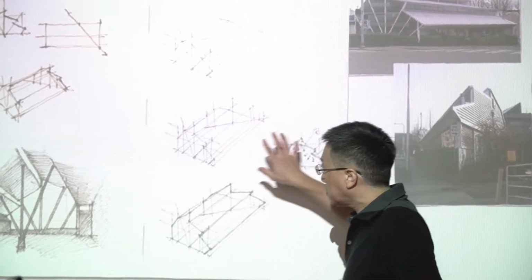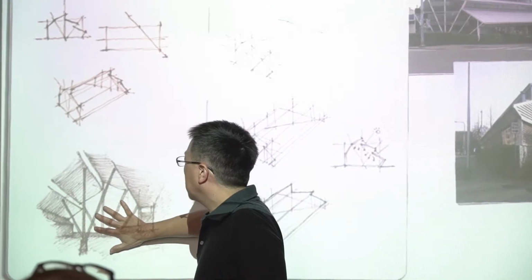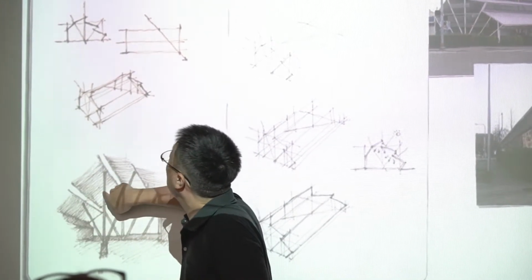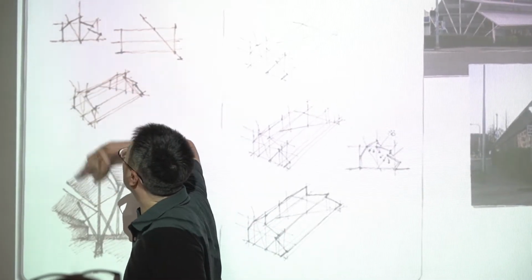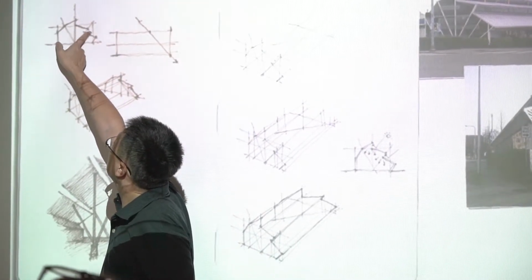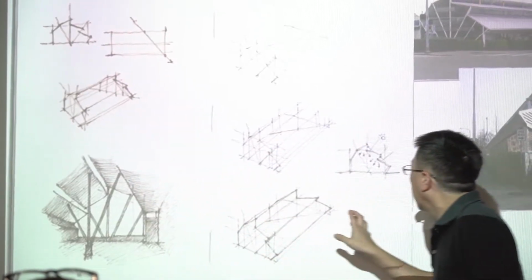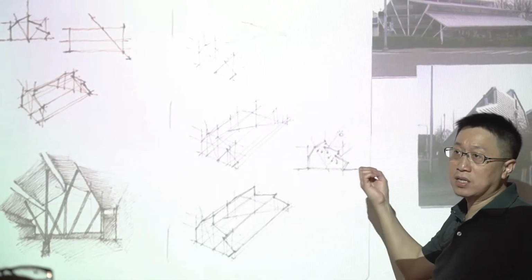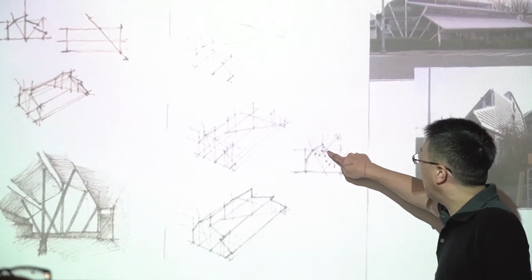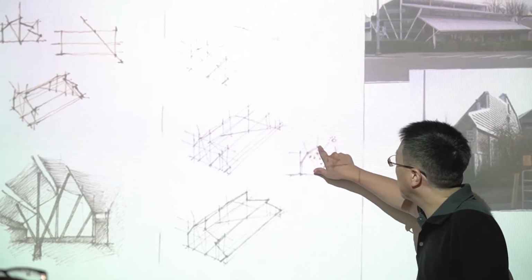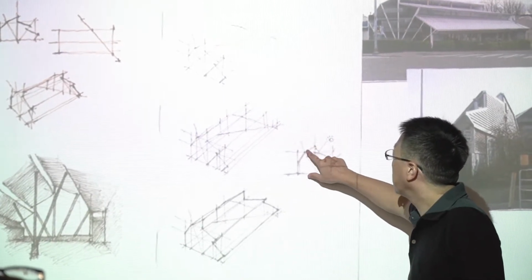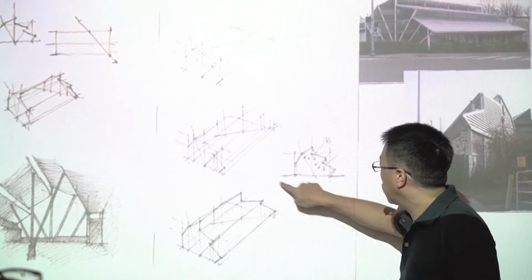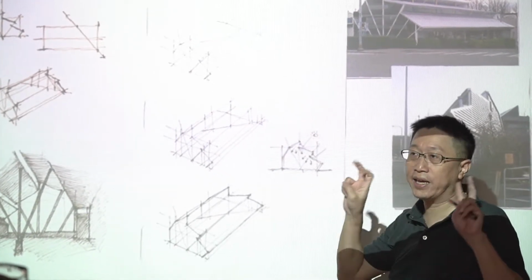For example, this drawing is trying to describe how the lighting was coming from the gap of the roof. So this will respond to the geometry over here. If you use a diagram here, this diagram explains very clearly the idea of how the daylight will come from the outside, bounce to this panel here, and then reflect into the interior space. So this kind of drawing is called a diagram.